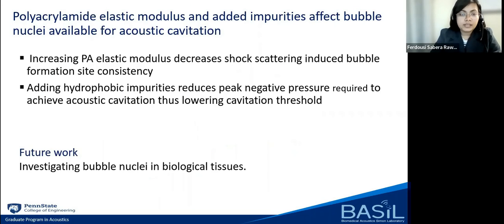In conclusion, we can say both elastic modulus and impurities have an effect on the bubble nuclei available for acoustic cavitation in polyacrylamide gels. Increasing elastic modulus reduced bubble formation site consistency by reducing bubble nuclei available for cavitation. Also, hydrophobicity of impurities added to the cavitation medium played an important role in reducing cavitation threshold.